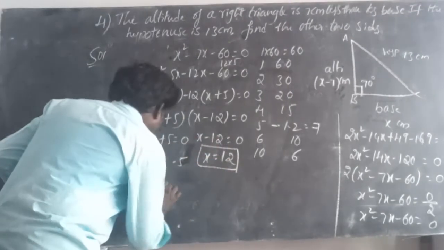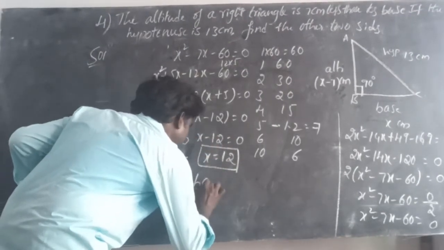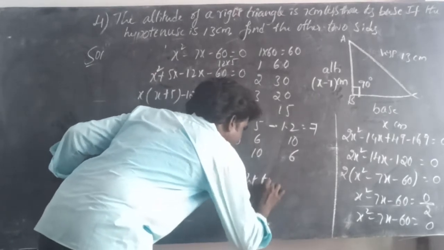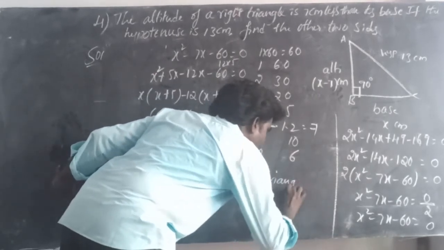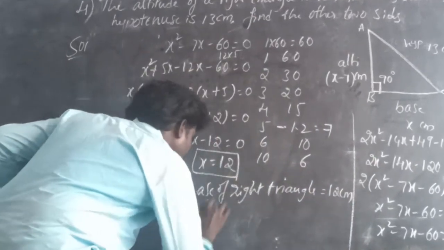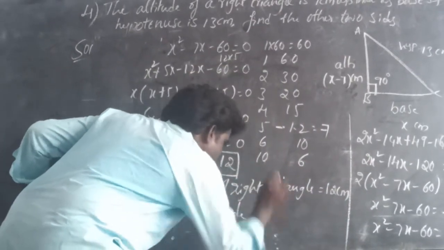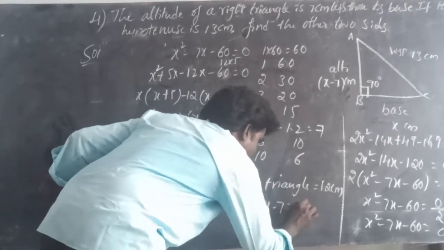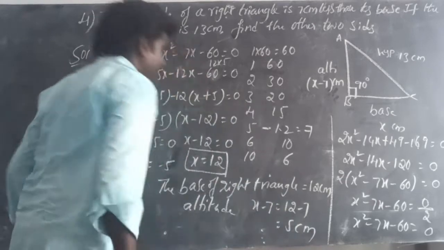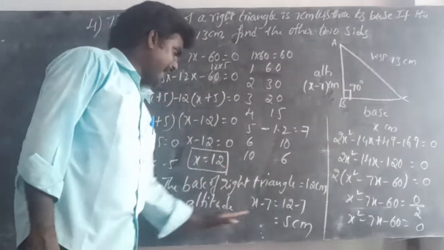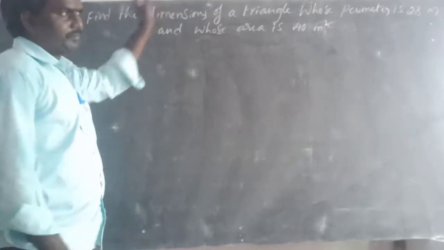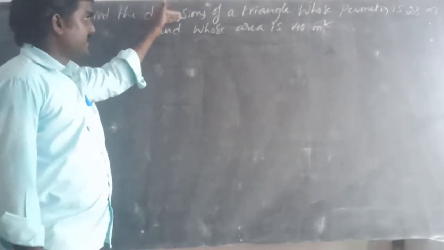So therefore the base of a right triangle is how much more? 12 centimeter. Altitude is how much? X minus 7, that is equal 12 minus 7, that is equal 5 centimeter. The altitude of a right triangle is how much more? 5 centimeter.